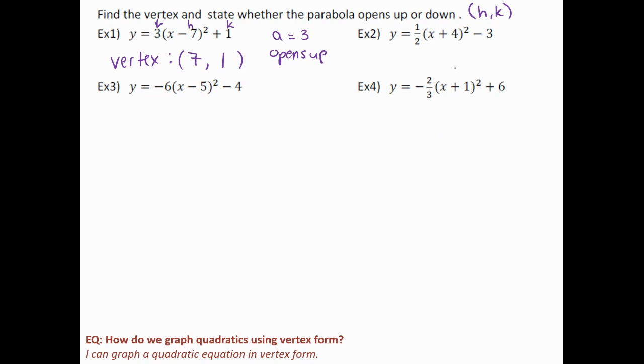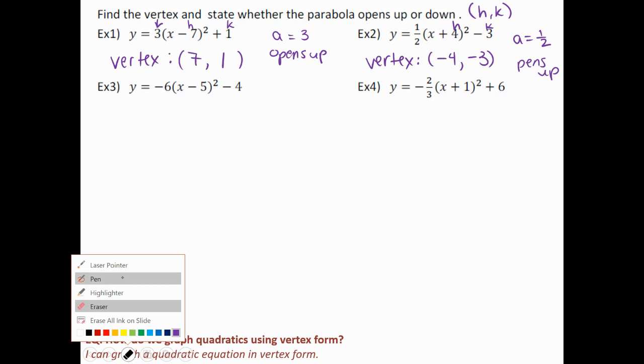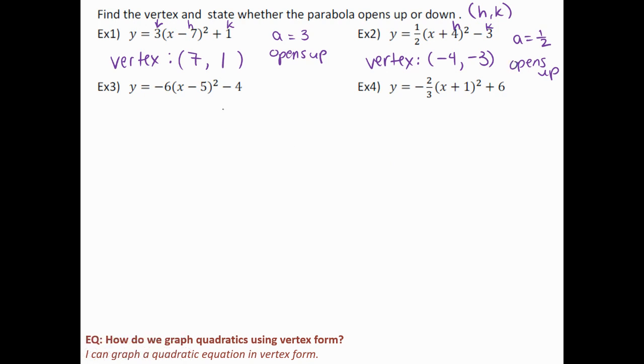All right, for the next one, same thing, looking for the vertex. I'm looking at h and k. And this one, again, h is going to do the opposite. So even though it says +4, my vertex is going to be -4, and then k follows -3. My a value for this one is 1/2, which is positive. So that, again, means it opens up. Cool. Then let's go to the next one.